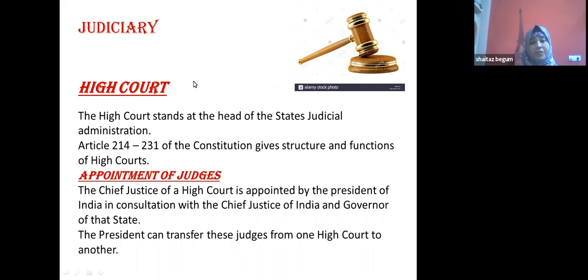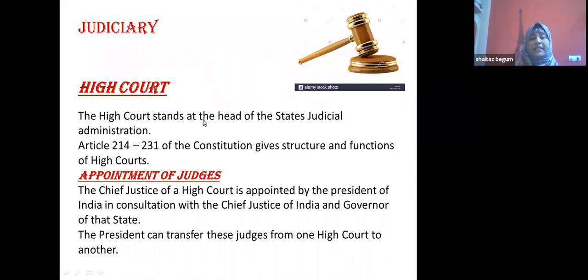It dispenses justice through courts. Every state has a high court. And at times when it is not possible, two or three states share a common high court. Like earlier, after the bifurcation, Telangana and Andhra Pradesh both shared a common high court at Hyderabad. But now Andhra Pradesh has established its own high court at Amaravati. So two or more states in certain situations can share a common high court.